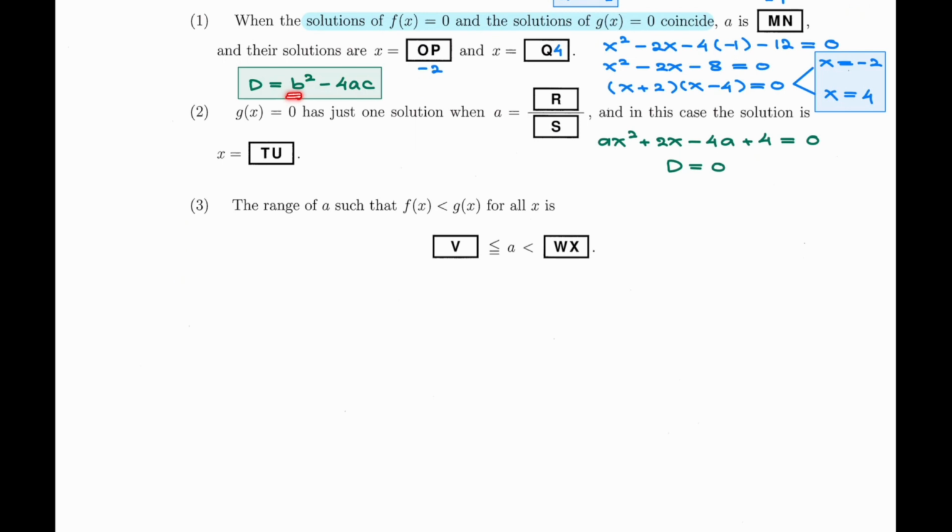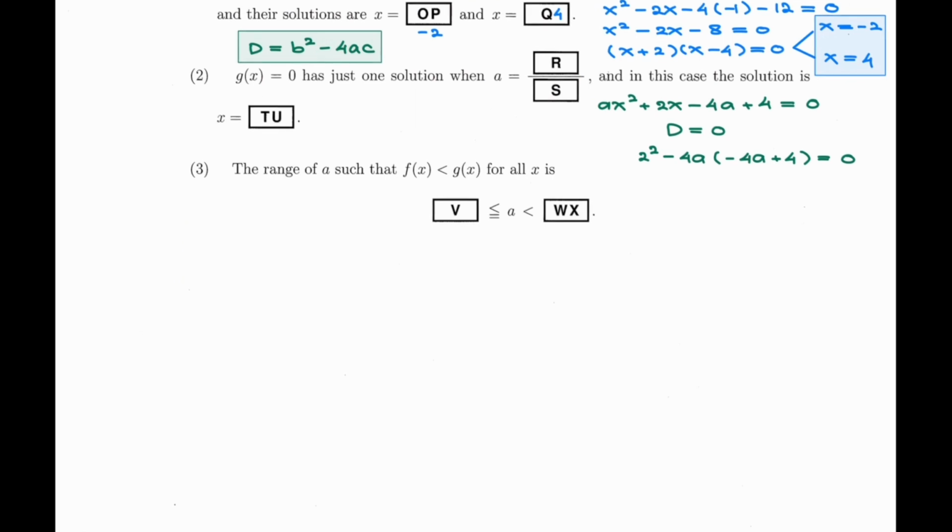b is the coefficient of x. In this case, the coefficient of x is 2, so 2 squared, minus 4 times a, which is the coefficient of x squared, times c. c is the constant, so c is negative 4a plus 4, equals 0. By solving this equation, I'm pretty sure you will get the value of a.